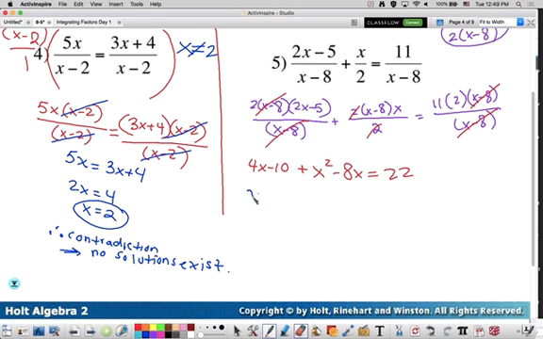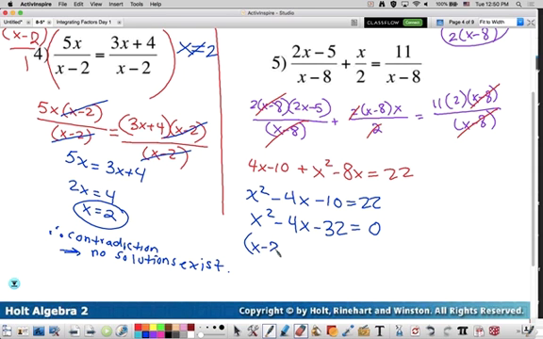X squared is going to be at the front. I have a negative 8x and a positive 4x, so that's a negative 4x. I have a negative 10. That's equal to 22. All I did was simplify. Subtract the 22 and then solve. Negative 10 minus 22, negative 32. Factor, adds to negative 4, multiplies to negative 32. You got it? Negative 8 and 4.